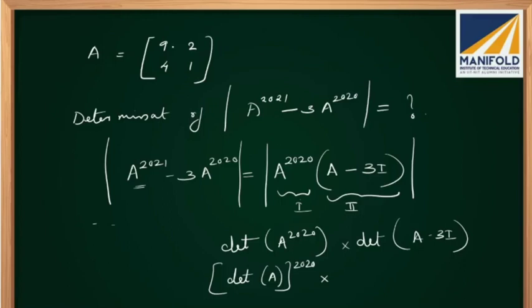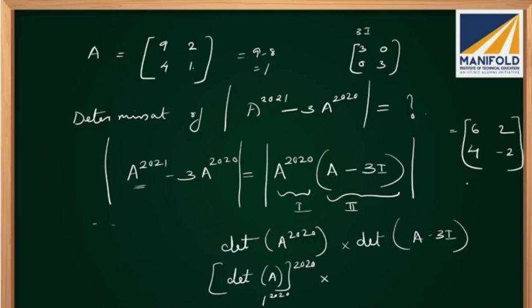Now what is determinant of A? 9 into 1 minus 4 into 2, which is 9 minus 8 equal to 1. So here I have 1 to the power 2020. So the left side, this part is always 1. Now the second part is A minus 3I. What should be A minus 3I? A is the term, 3I is nothing but 3 times identity matrix. So 3, 0, 0, 3. If I subtract 3, 0, 0, 3 from A, the result will be 9 minus 3, 6, 2 minus 0, 2, 4 minus 0, 4, and 1 minus 3, minus 2.